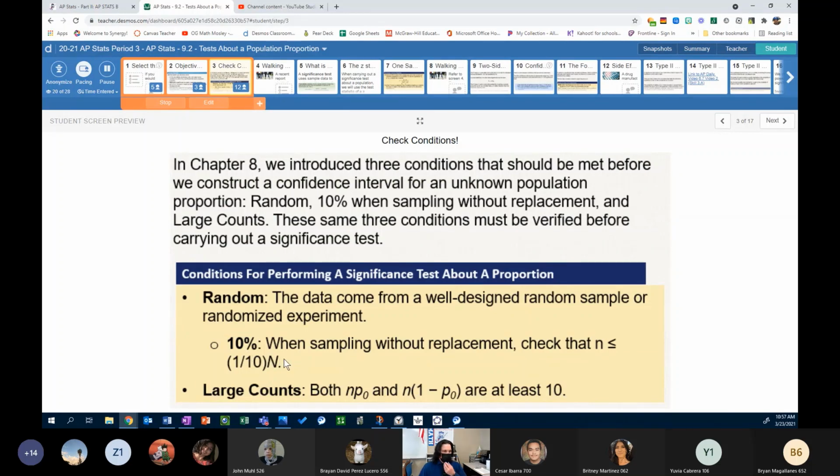And we have to check the large counts condition, which says that the number of successes and the number of failures are both at least 10, or n times p sub 0, in this case the null hypothesis value for the proportion. And so n times p sub 0 and n times 1 minus p sub 0 both need to be at least 10. Those are the 3 conditions, same as for confidence intervals. Okay, random, 10%, large counts.